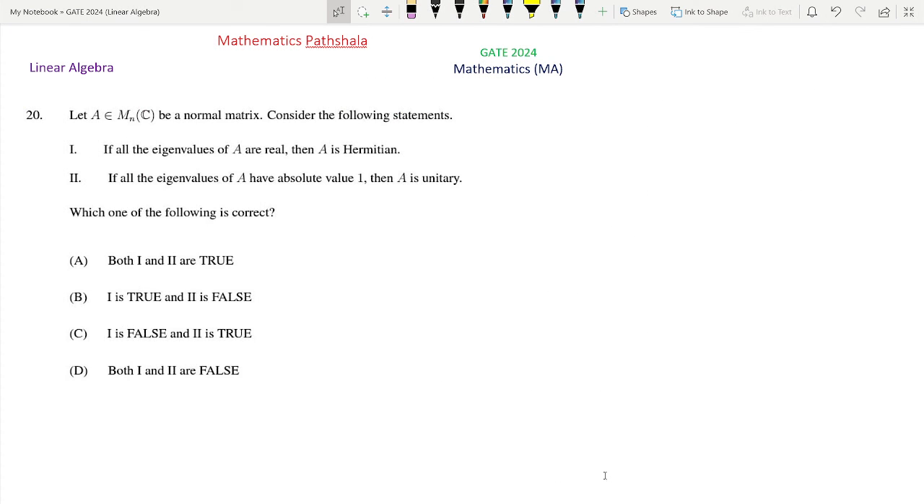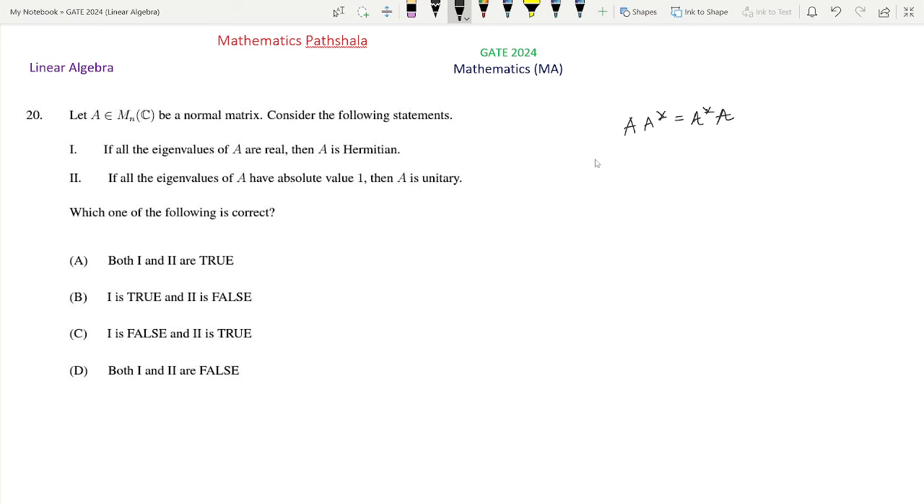First we read the question. Let A belong to M_n(C) be a normal matrix. By the definition of a normal matrix, we know that a matrix A is said to be normal if A A star equals A star A, where A star is the conjugate transpose of A. Then consider the following statements. Statement 1 says that if all the eigenvalues of A are real, then A is Hermitian, and statement 2 says that if all the eigenvalues of A have absolute value 1, then A is unitary.